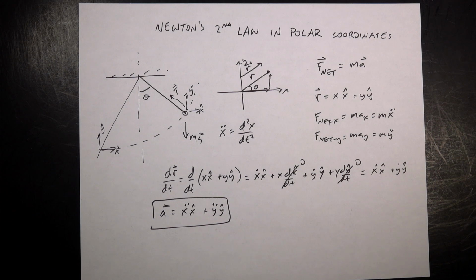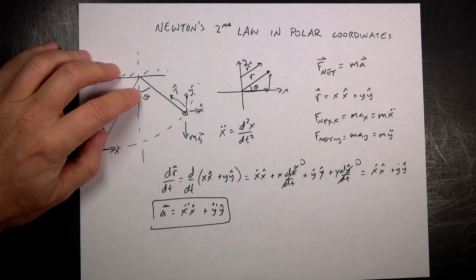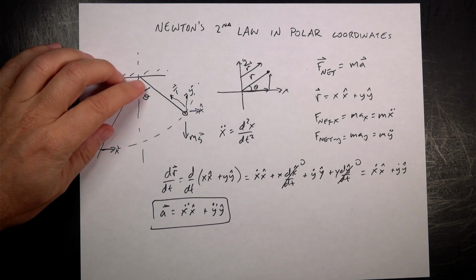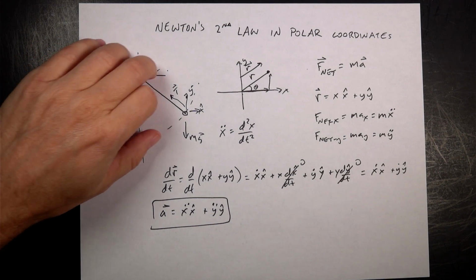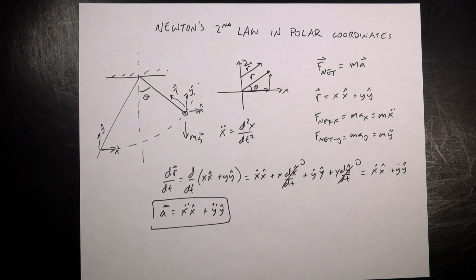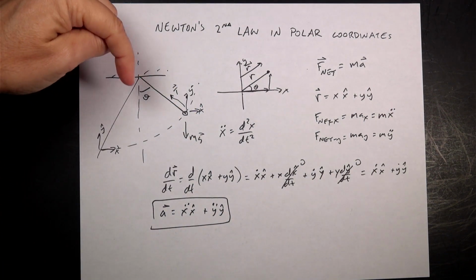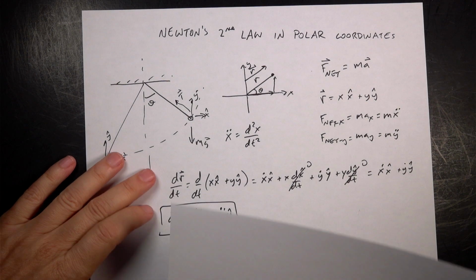So let's do the same thing with polar coordinates. Now, a lot of times if you're doing a pendulum, you'd measure the angle from here, but it doesn't matter, as long as you're consistent. Just like I could call this positive y, it just doesn't matter.